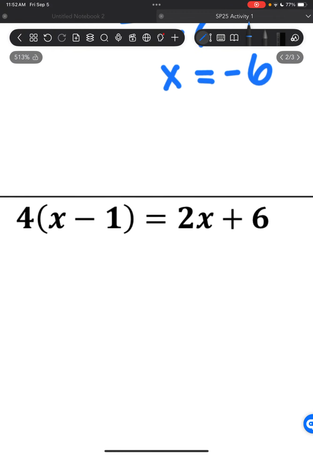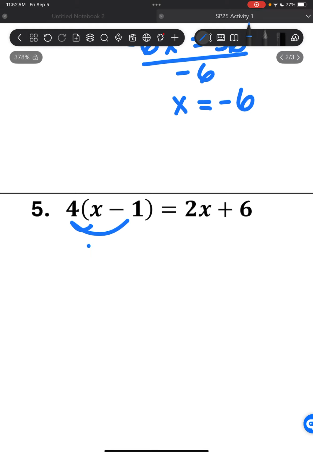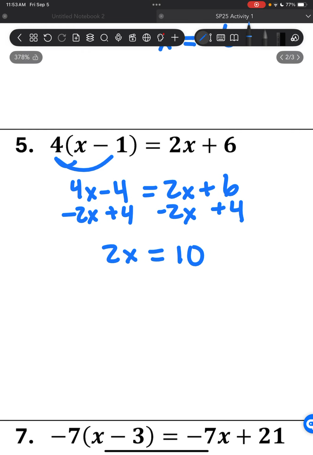Alright, number 5. So we got distributing going on again. So let's draw those lines. We are given 4x minus 4 equals 2x plus 6. Alright, from here we're going to get rid of this 2x, leaving us a 2x. We get rid of this negative 4, right? So we're going to add 4. 2x equals 10. By doing that, we're going to divide by 2. Our x equals 5.